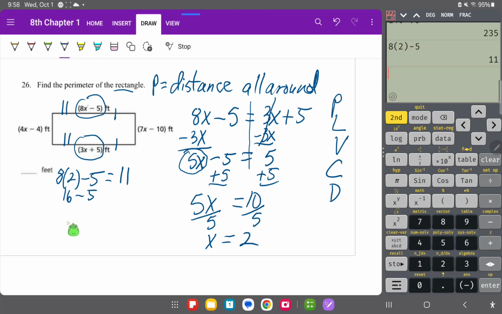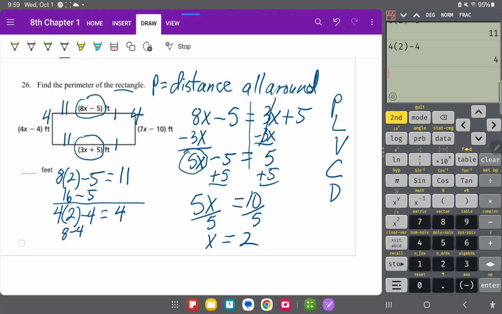So then the other thing we need to do is, we know what x is, so we're just going to plug it in there. So I'm going to go 4 times 2 minus 4. You can go over here and go 4 times 2, and then minus 4, and you can write that down just like that, and that's going to give me 4. You could also think about it like 8 minus 4 is 4. So that means this side over here is 4. This side over here is also 4, because the opposite sides are congruent.